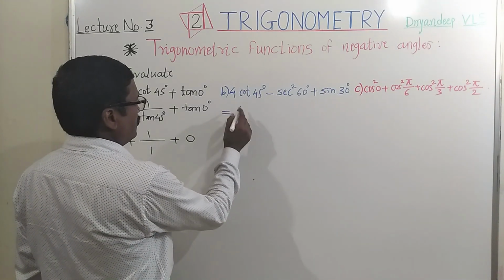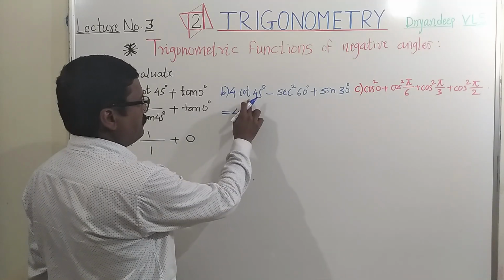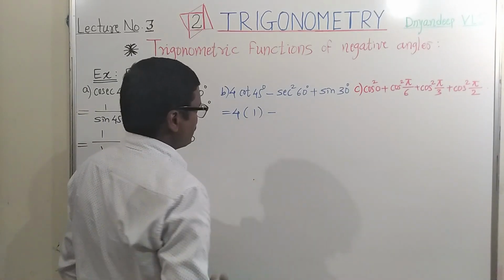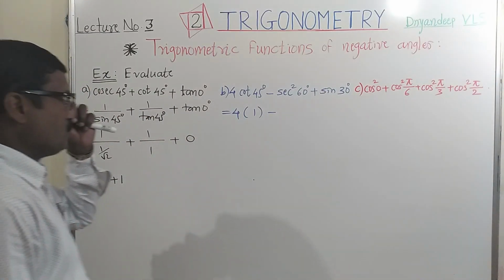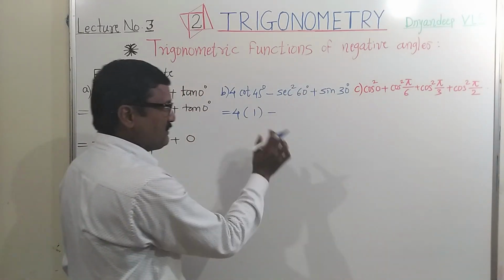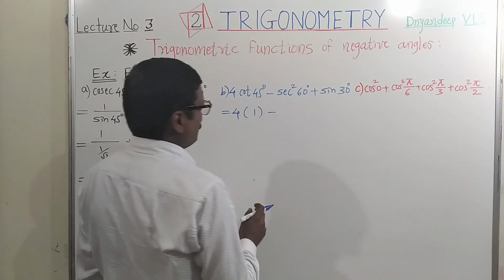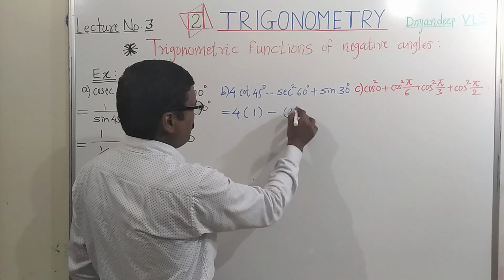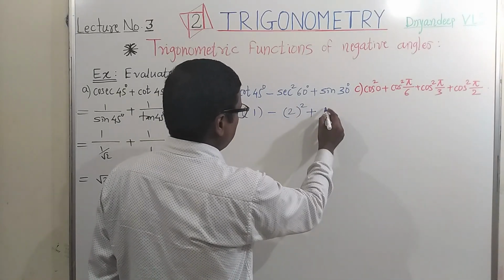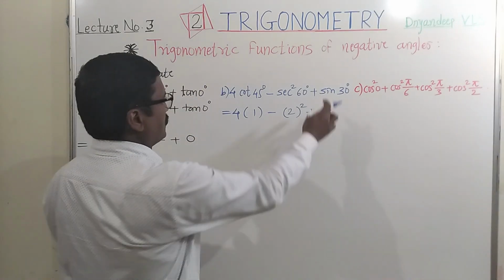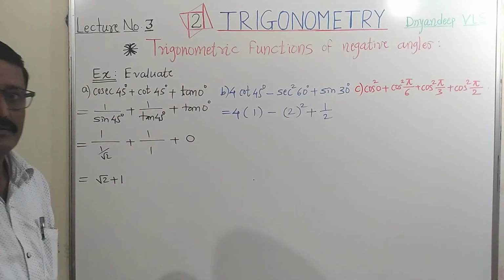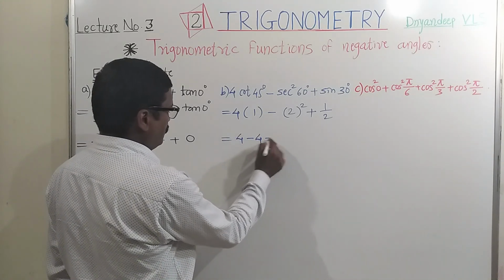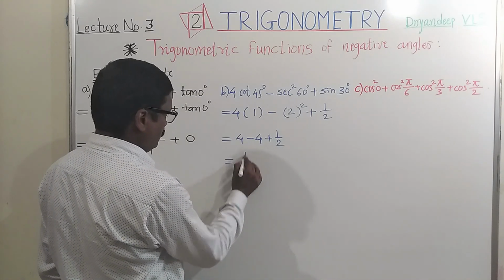It is equal to, now if you know the value of cot 45, it is equal to 1, so we get 4 into 1 minus sec square 60. If you don't know the value of sec 60, write the value of cos 60. Cos 60 is nothing but half. So half square, so sec 60 is 2, so its value is 2 square, plus sin 30 is half. Sin 30 and cos 60, they have the same values. So it is equal to 4 minus 4 plus half, so it is equal to only half.